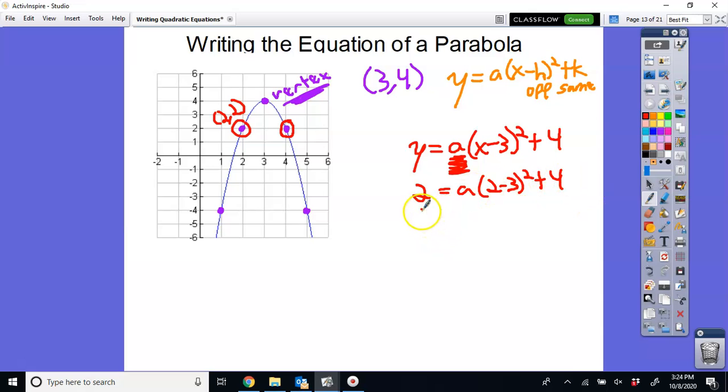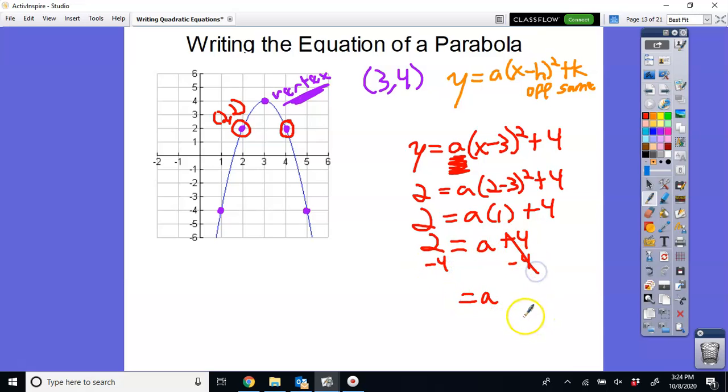So then I can actually write my true equation. So I do some math here. 2 minus 3 is negative 1, but negative 1 squared is positive 1. So what is a times 1? That's just a. So this one's really nice to start off with. Then, how do I get a by itself? I subtract 4 from both sides to get a by itself, so that cancels. 2 minus 4 is negative 2. That means my vertex is (3, 4), and my a value for this equation is negative 2.